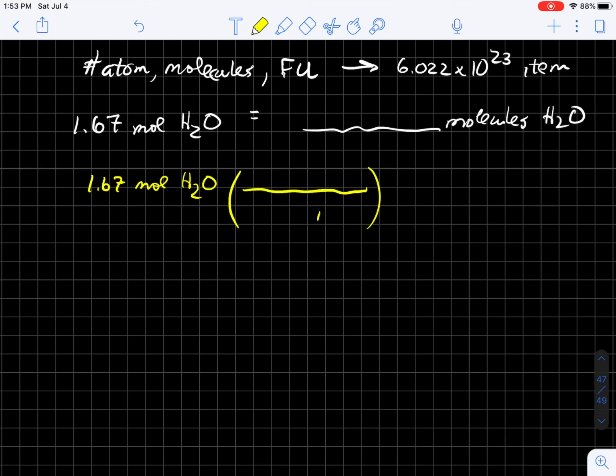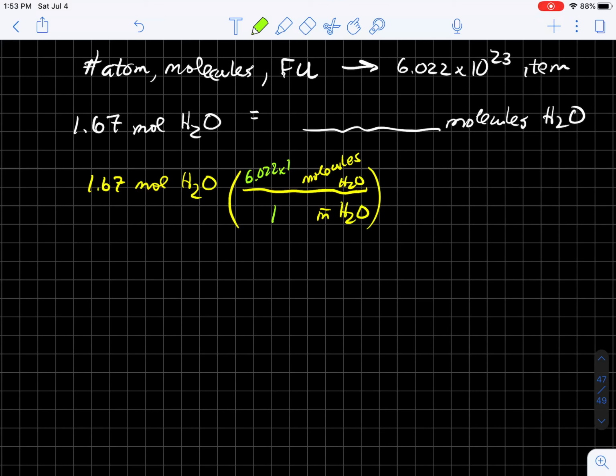And we're going to multiply by a fraction. Let's get moles of water to cancel out, and let's convert that to the number. Oh, I didn't leave myself a lot of room, did I? Molecules. That's supposed to be molecules of water. Now I can put in the numbers.